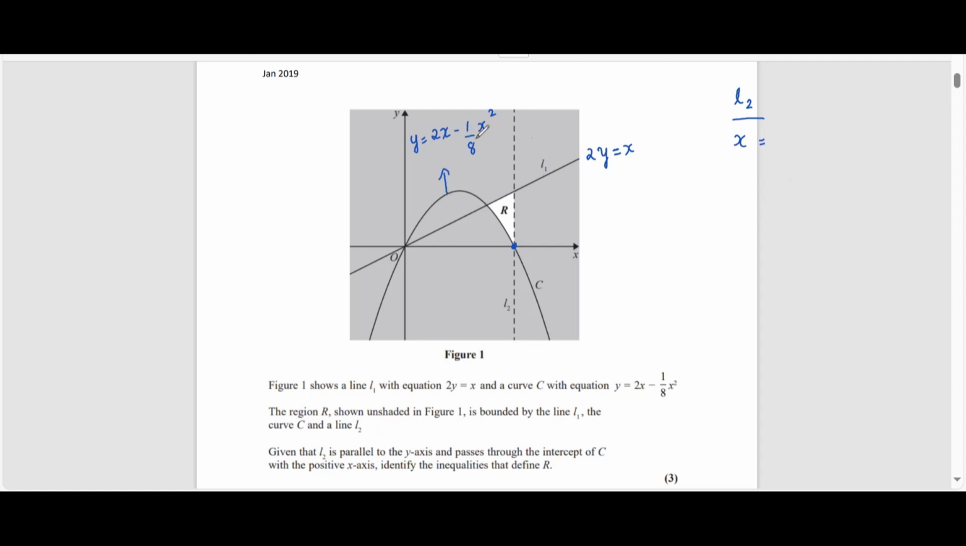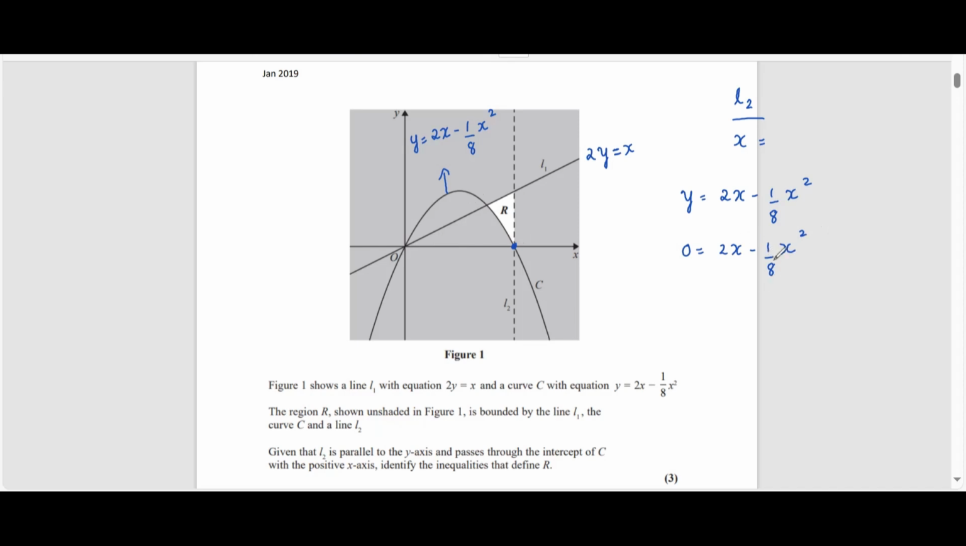So y = 2x - (1/8)x². This point over here is one of the x-intercepts of the curve. How do you find the x-intercept? We make y as 0. So put y as 0 here: 0 = 2x - (1/8)x².